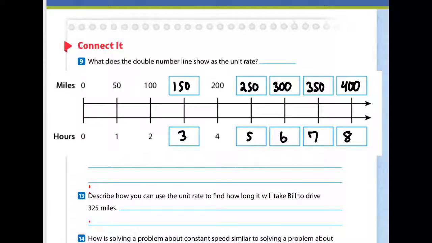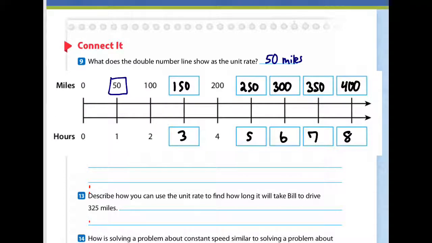All right, so let's see how you did on number 9. So number 9 says, what does the double number line show as the unit rate? So remember, the rate is the 50 over 1 because it has a 1 as a second number. However, the unit rate is the number on top of the 1. So the unit rate is 50 miles. And remember, that just simply means in an hour you can go 50 miles. That's what a unit rate is. Okay. So now, if you had that, good. If not, pause it and fix it. Let's go on to number 10.